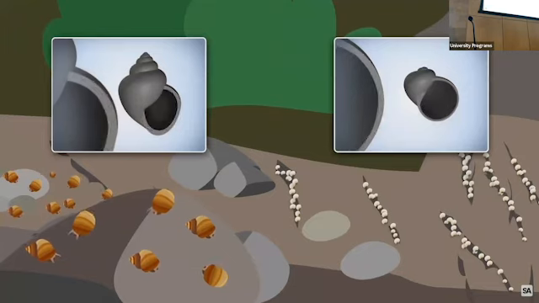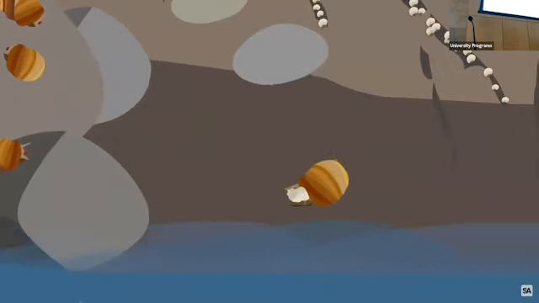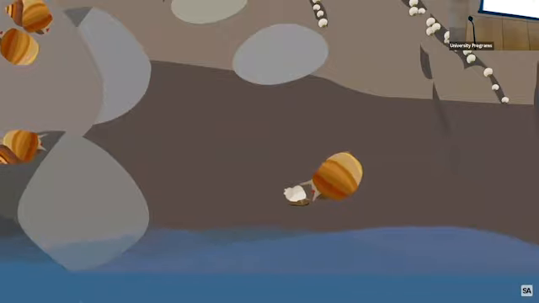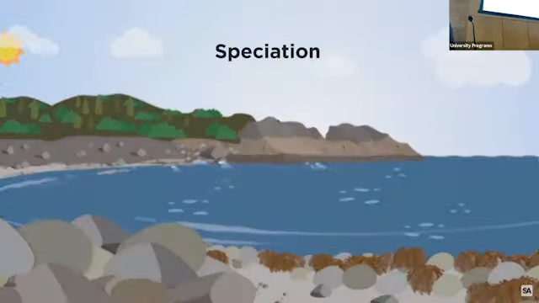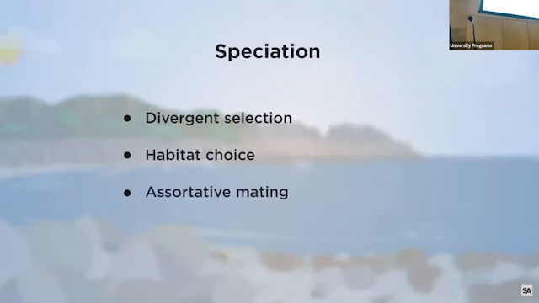Will these populations evolve into separate species? All the effects we've looked at help to move them in that direction. In some populations, they work together, and speciation may be completed.